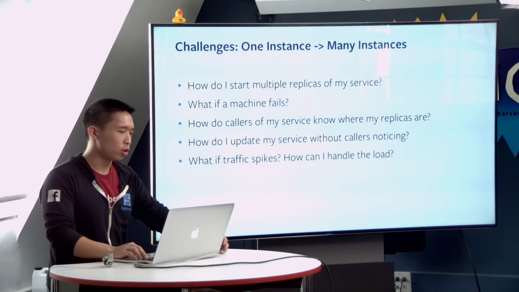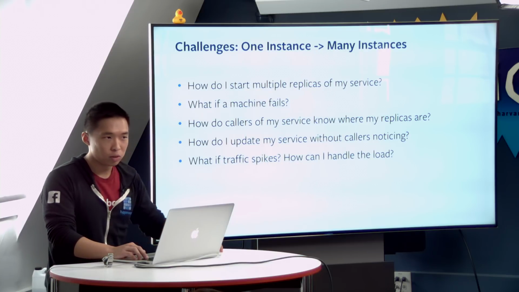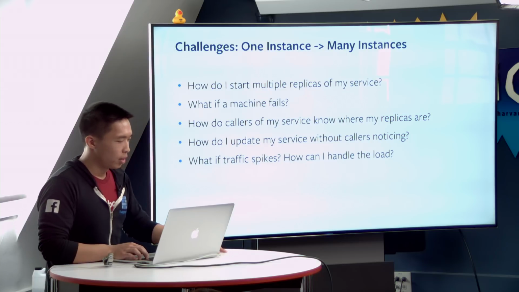So here's a summary of some of the challenges you might face when you go from 1 copy to many copies. First, you have to actually be able to start multiple replicas on multiple machines. So there needs to be something that coordinates that logic. You need to be able to handle machine failures, because once you have many machines, machines will fail in the real world. And then if containers are moving around between machines, how are clients made aware of this movement?